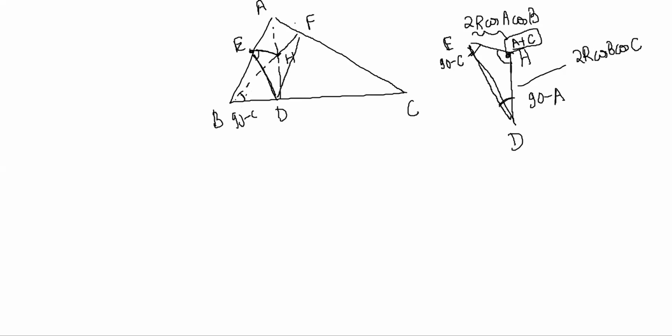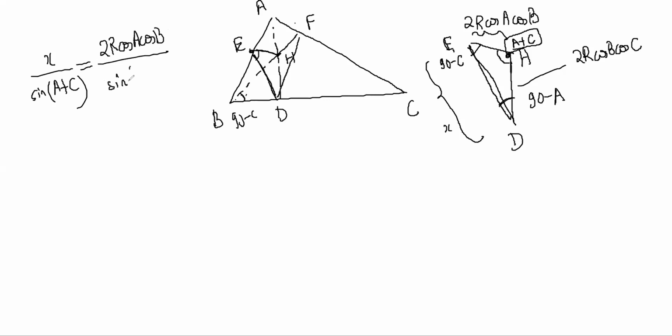And I want to find this side, right? So now we can just do sine rule in this. We can say that this side is called X. So X by sine A plus C should be equal to any one of them. So this HE by sine of this, right? So 2r cos A cos B by sine of 90 minus A, correct?